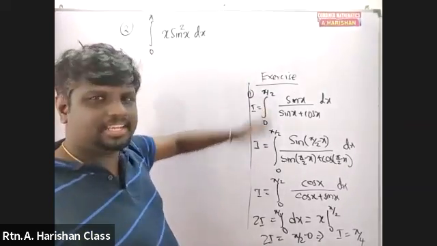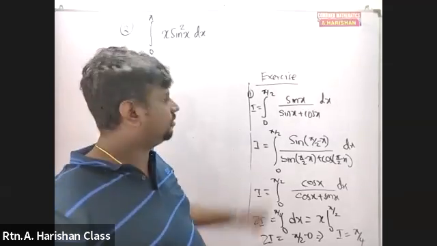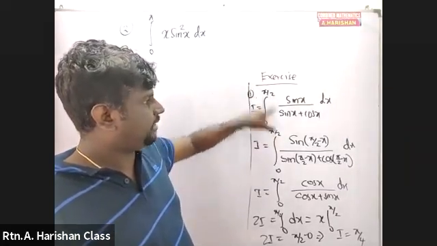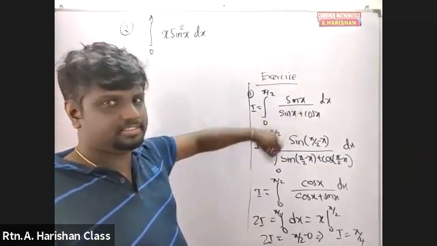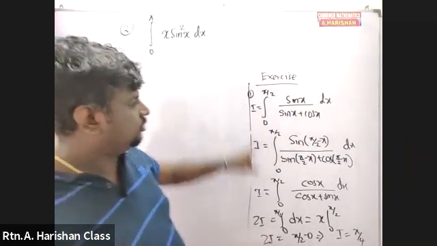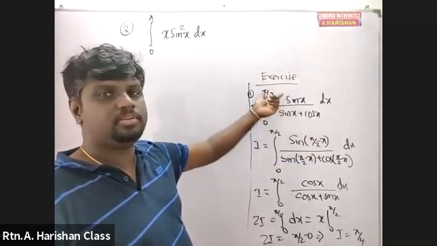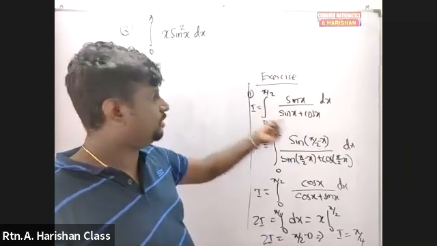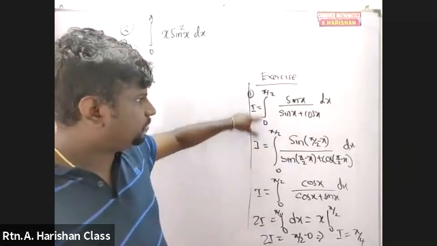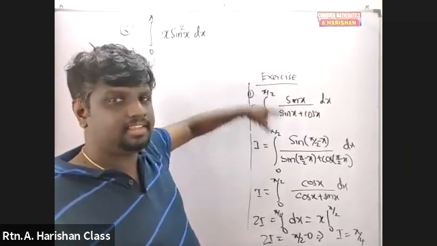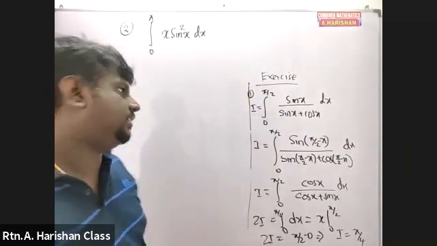Okay. So I'll explain again. I didn't erase this. This is exercise 1. The integral from 0 to pi by 2 of sin x over sin x plus cos x dx. So you put pi by 2 minus x. Instead of x, you have to put pi by 2 minus x. Actually, this is pi by 2 plus minus x, but this is 0. So that's why it is pi by 2 minus x.